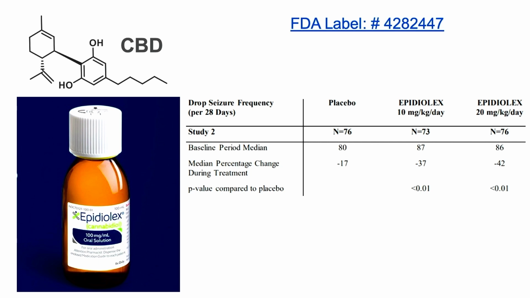Here's the data. So this is placebo over on top versus 10 milligrams per day per kilogram, Epidiolex versus 20. The number of patients next, and then the baseline period, which is the number of seizures per 28 days per month. And those numbers were 80, 87, and 86 seizures. And then down below is how many fewer seizures the child had after Epidiolex treatment. And they fell by 37 and 42 seizures per month compared to placebo of 17. That's a pretty dramatic effect.